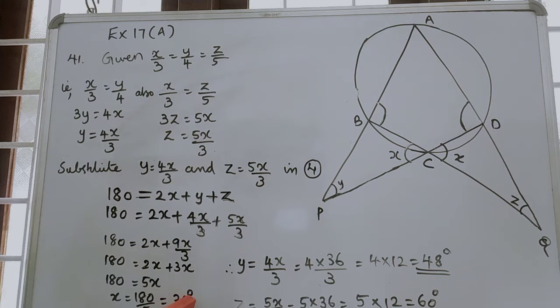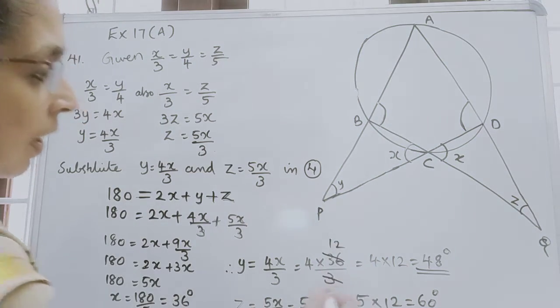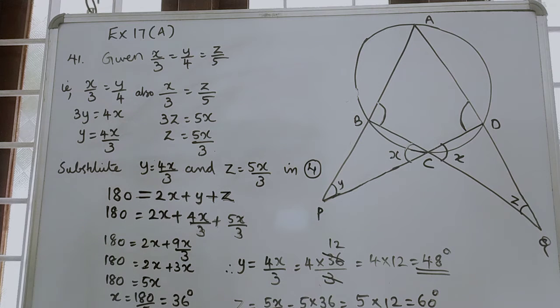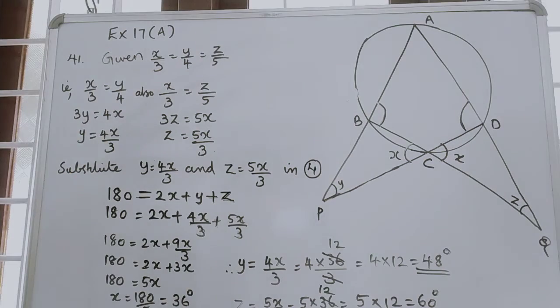X we got as 36 degrees. We have y is equal to 4x by 3, substitute the value of x. So 4 into 36 divided by 3, 3 and 36 cancel, you get 12. So 4 into 12 is equal to 48. Same way, z is equal to 5x by 3, which is equal to 5 into 36 by 3. Here also 3 and 36 cancel, it will be 12. So 5 into 12 is equal to 60 degrees.